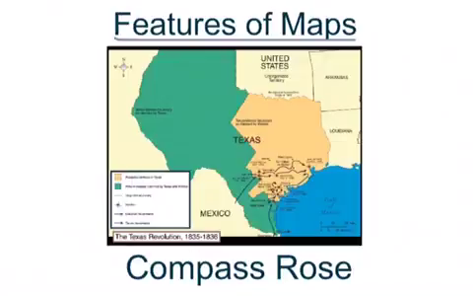The next feature of maps we will be talking about is the compass rose. The compass rose gives us directions of the map. It gives us north, south, east, and west. We can see it up here on the left-hand corner of the map. Also, always remember that the top of the map is always going to face north or point north.